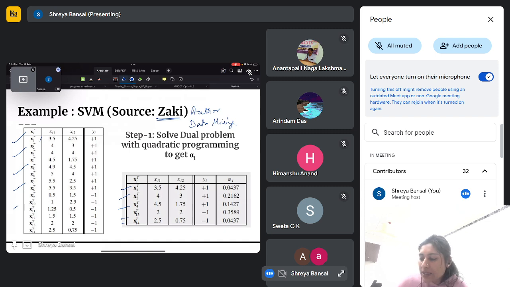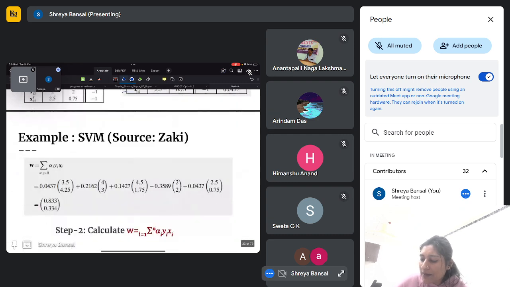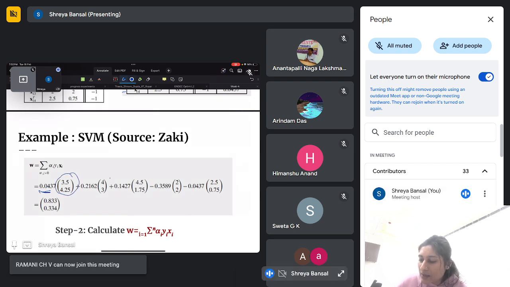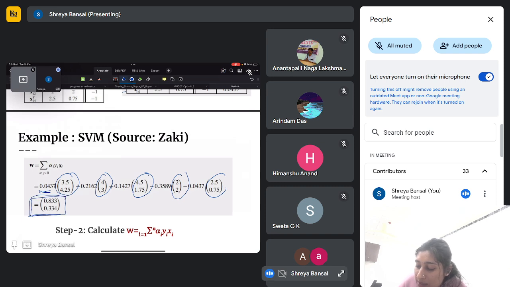Basically, simply from this data we can find W. So W is the sum of alpha i, xi, yi. You know xi is this, yi is this, and alpha i is given by the quadratic programming. Yi is plus 1 or minus 1, shown by the sign, and your xi is this vector. Just calculate the sum of this and you will get W. So simply W can be calculated with these points.